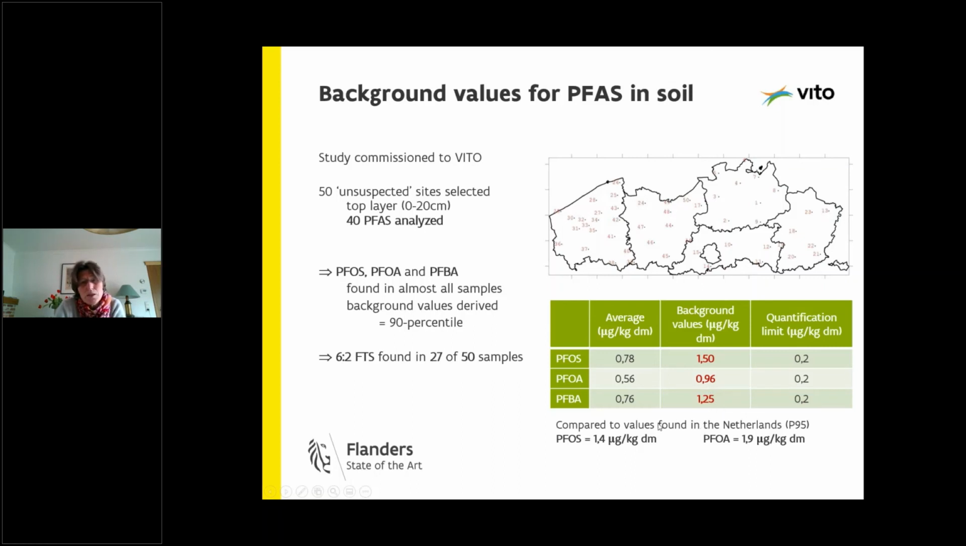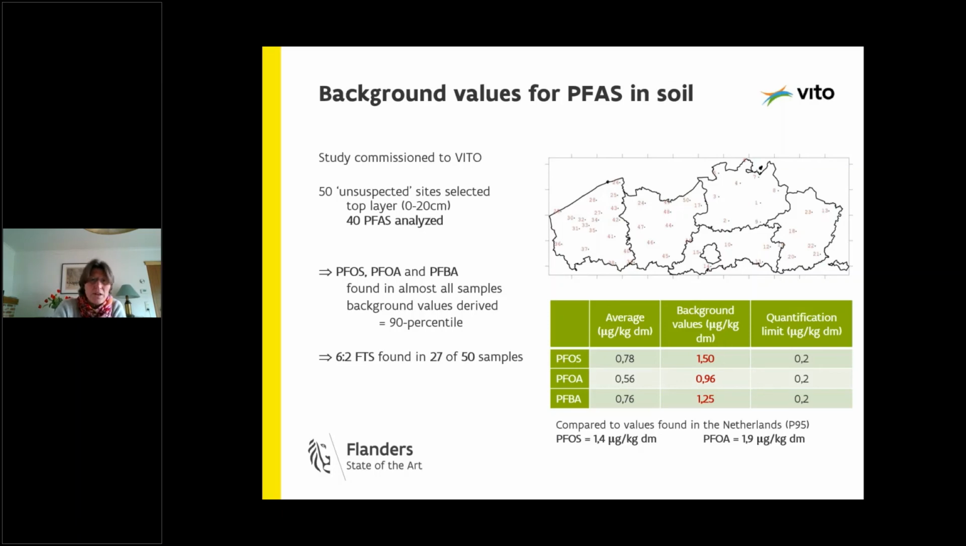This can be compared to the values that are found in the Netherlands. In the Netherlands, they use a 95th percentile. They found for PFOS 1.4 micrograms and for PFOA 1.9 micrograms per kilogram. Also to mention is that in a lot of samples, about 27 out of the 50 samples, we also found 6:2 FTS above detection limits.